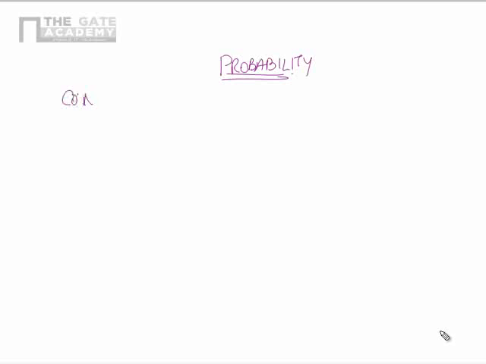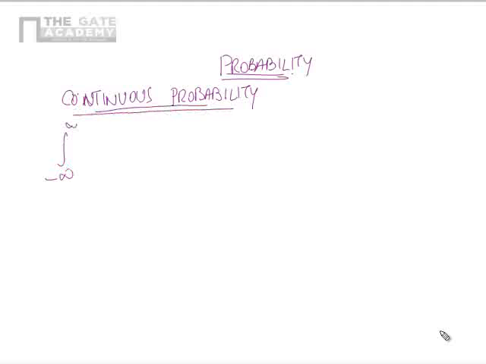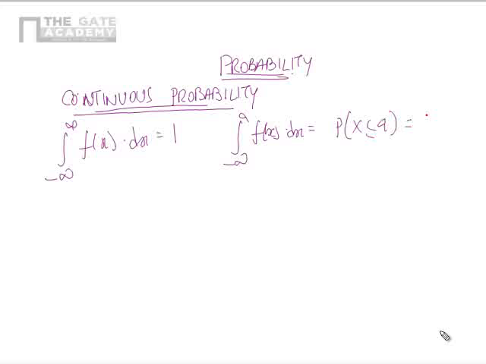So welcome to the discussion on probability. In the last class we have seen what we mean by continuous probability, and we had discussion about what we mean by a probability density function and a distribution function. The most important property we saw is that for a density function, integral from minus infinity to infinity of f(x) dx is 1, and integral from minus infinity to a of f(x) dx is nothing but the probability that x is less than or equal to a, and this is the same as capital F of a, where this is your distribution function.